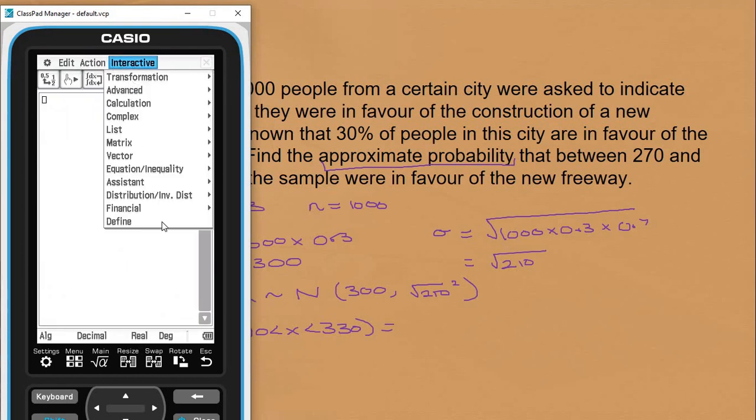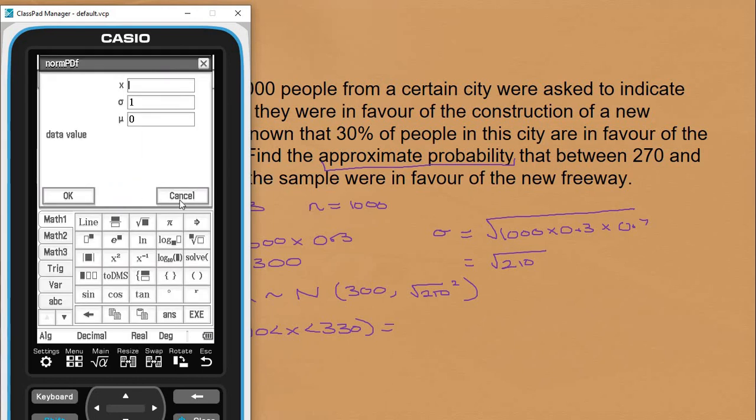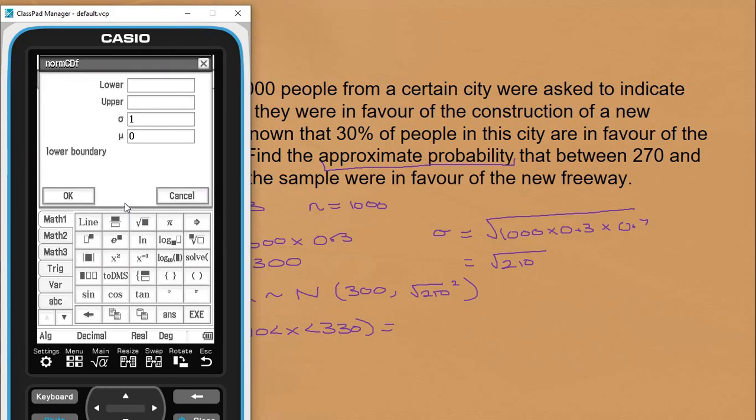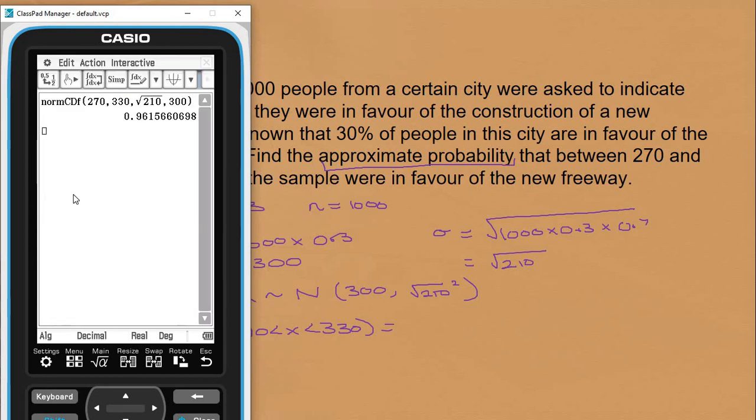In here we're using normal because we're using the normal approximation. So continuous normal CDF, not PDF, we never use PDF for normal. Lower is 270. We're going from 270 to 330 with a standard deviation of the square root of 210 and a mean of 300, and we get an answer of 0.9616.